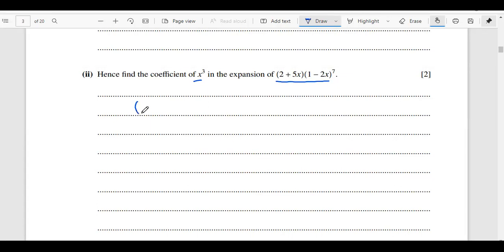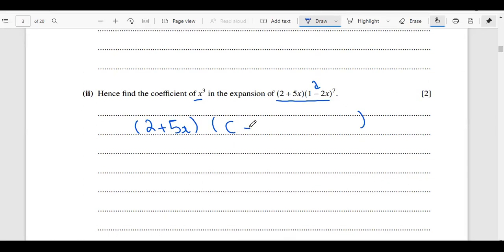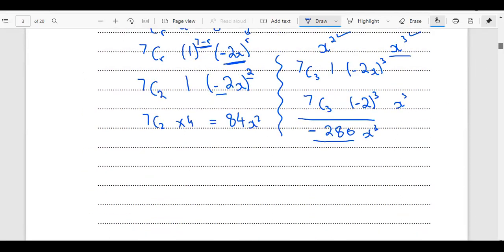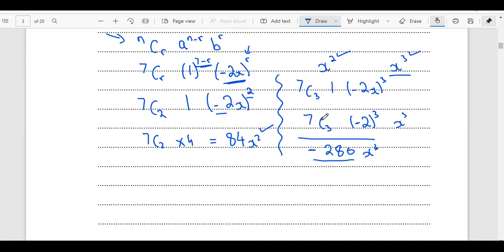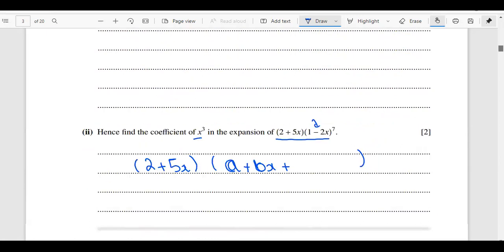Okay. So it is 2 plus 5x. I'm not going to expand this completely. We'll have a constant term in the beginning. Let's say the constant term is a. Then we will have some other term that would have x, let's write it down with b. I am not interested in finding this a, b. You'll get to know why. Okay. And now I need the term for x squared and x cubed. So it would be 84x squared and minus 280x cubed.